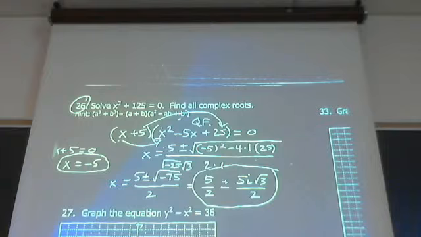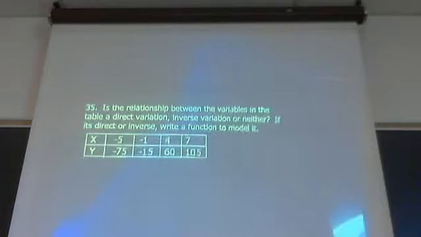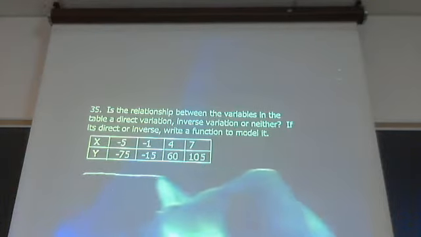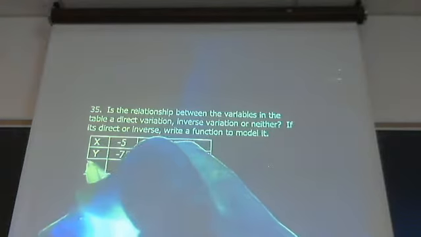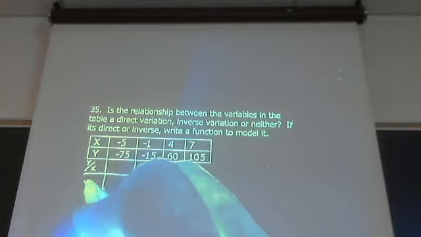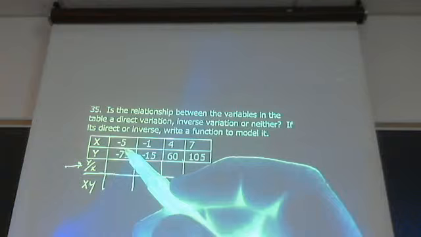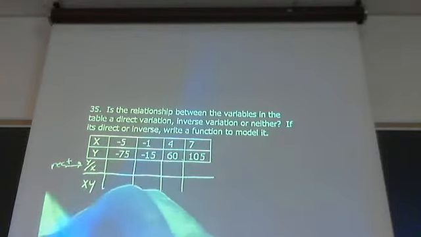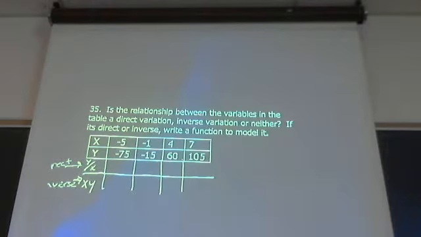So the next one on my list is 35. Is the relationship between the variables in the table direct, inverse, or neither? Sure. I typically would extend my table. Okay, so the two things I'm going to check are y over x and x times y. Now, if y over x is the same number, what are we talking about? That's direct variation. And if it's x times y, it's inverse variation. And obviously, if neither one of those works out, then it's going to be a neither, right?